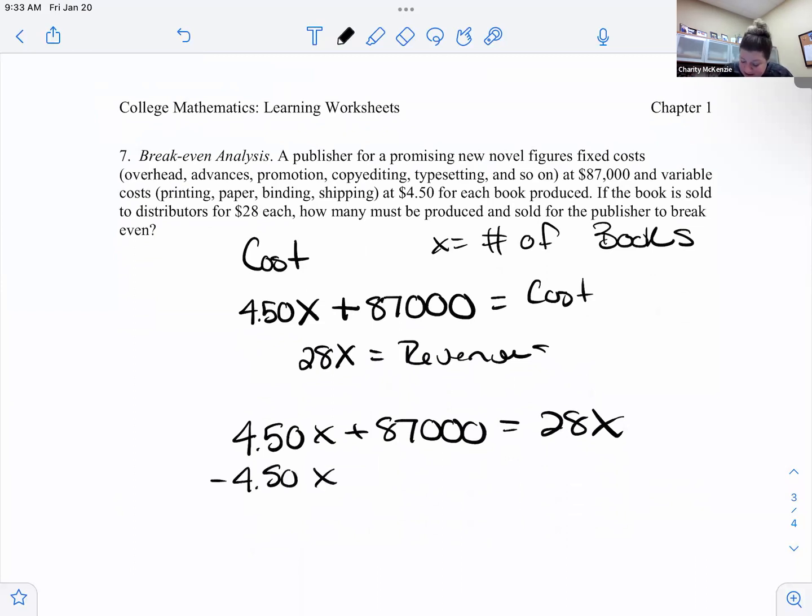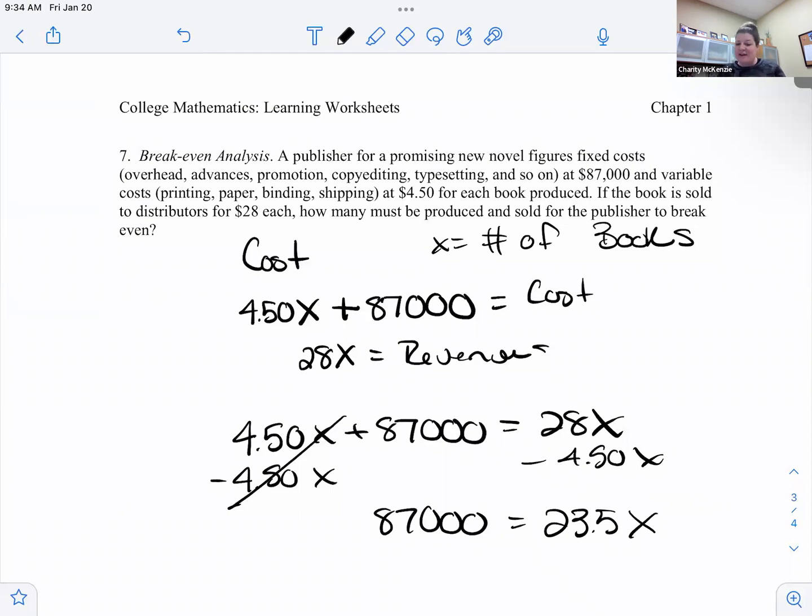Now this looks somewhat similar to something we've been doing, and I'm going to minus over the $4.50 X, minus that over this way, because we know, and you could have probably thought of it this way too, we know that we're making $23.50 per book. You could have thought of that already. Excuse me, so that's gone. 87,000 equals we're making $23.50 per book, and then divide that over.